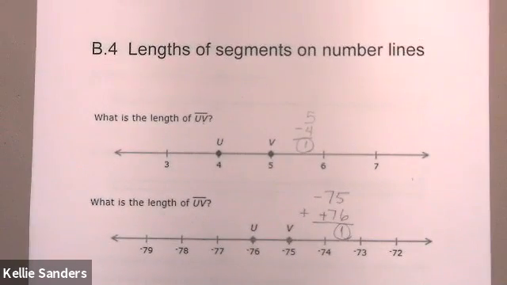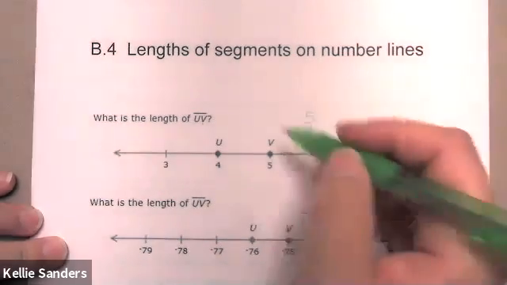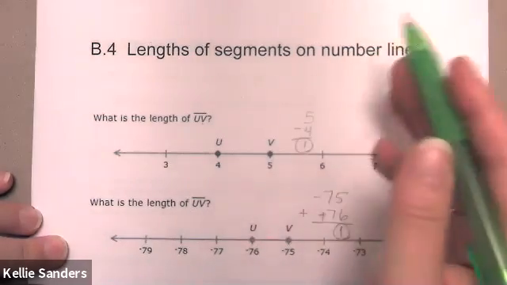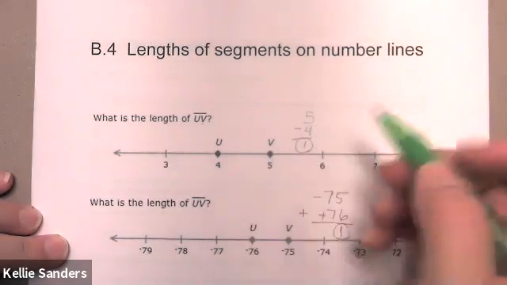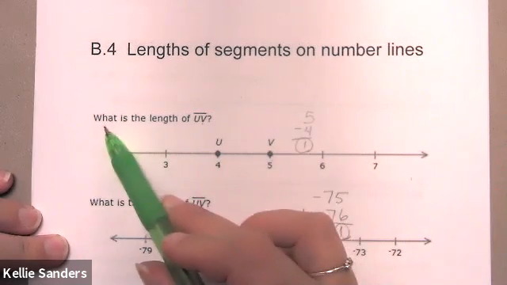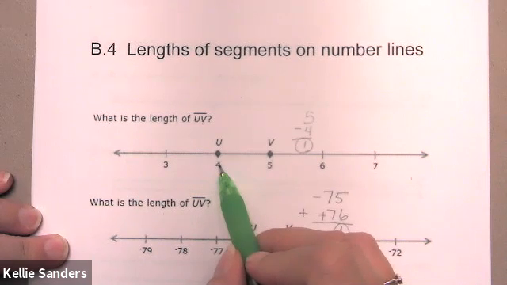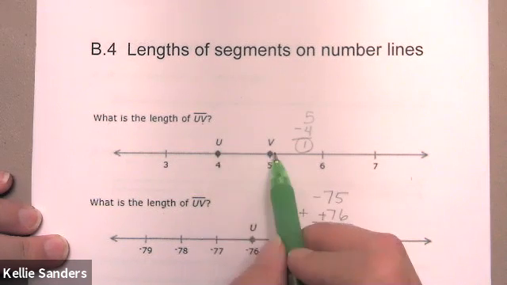Okay, we're doing B4, lengths of segments on number lines. I thought I recorded this and I didn't, so I'm not going to waste any paper putting a new piece of paper in front of me. I'm going to be rewriting over this. It says, what is the length of UV? It's asking how many spaces between U and V.